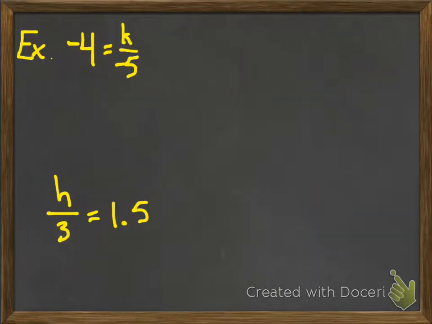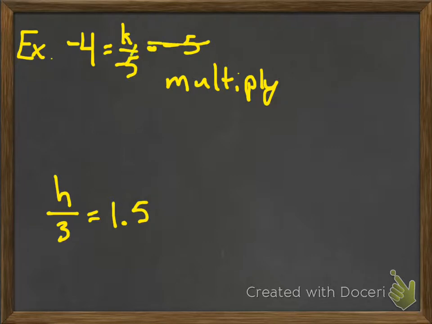Here's the next version, questions. Notice here, I'm saying the variable is being divided. In this case, k is being divided by negative 5. That's what that little fraction symbol means. Fractions mean division. So what is the opposite of division? Multiplication! Okay, so we're going to multiply.